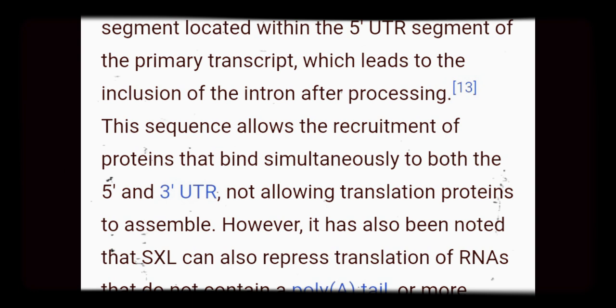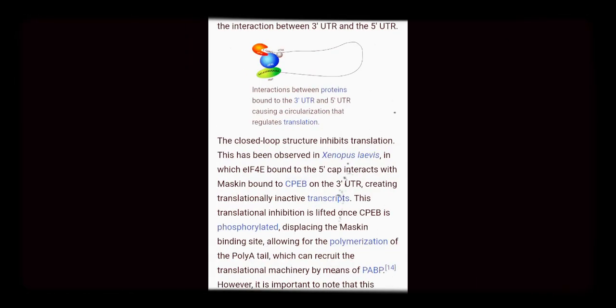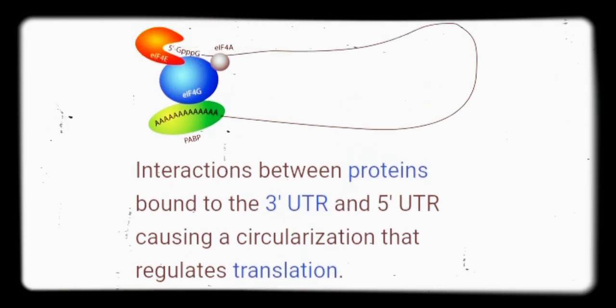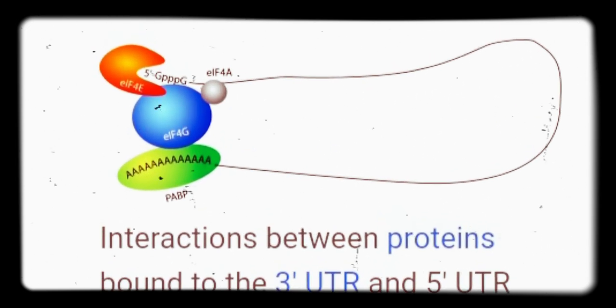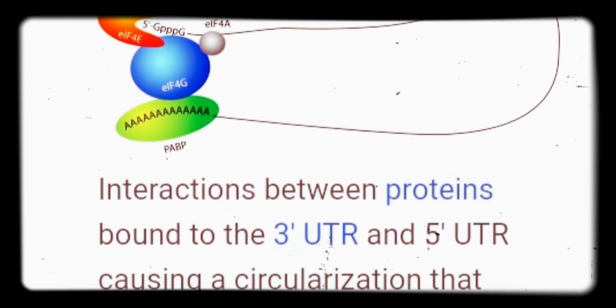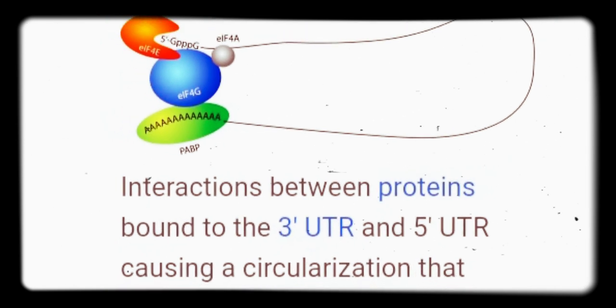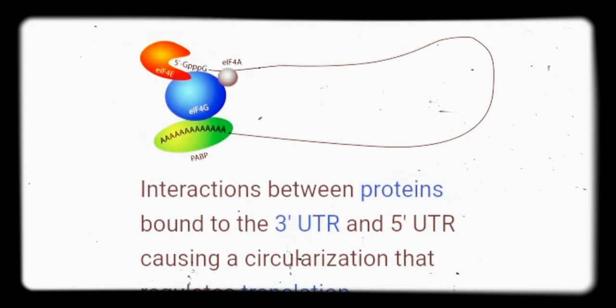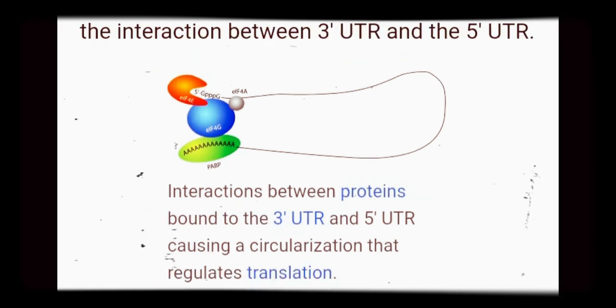It forms a circle of mRNA, right? The 5' UTR is found upstream, and the 3' UTR is found downstream after the open reading frame. So they bind together, interact together, and form a circle. I will show you the figure of how the circle forms. You can see here the interaction between the proteins bound to the 3' UTR and 5' UTR causes circularization that regulates translation. Okay, so in this way.